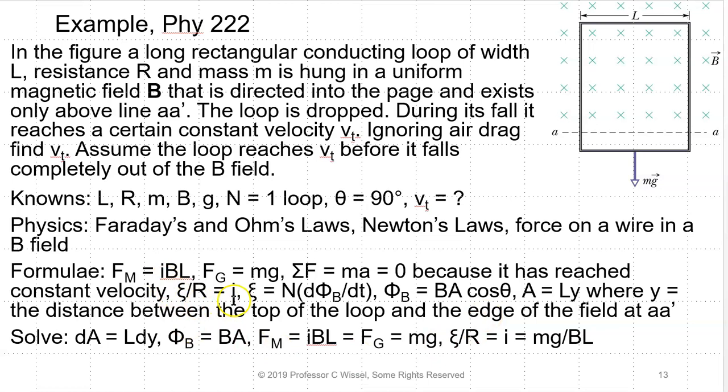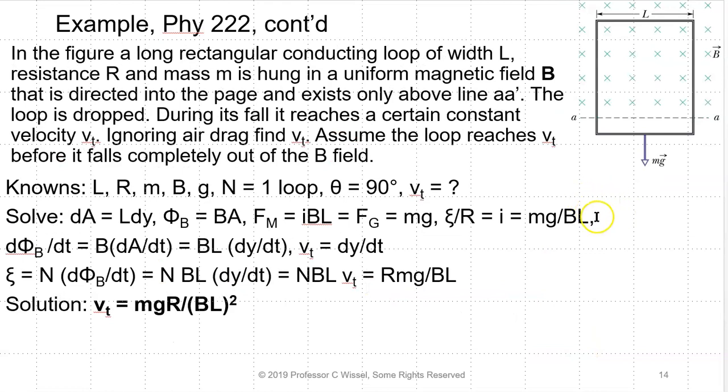So E over R equals I, and the EMF equals N d phi B dt. Phi B is, of course, equal to BA cosine theta. A is L times Y, where Y is the distance between the top of the loop and the edge of the field at the cutoff point. We solve this. dA equals L dy. Phi B equals B times A. Fm equals IBL. That is equal to Fg, which equals mg. Put this together, we end up with E over R equals I equals mg divided by BL.